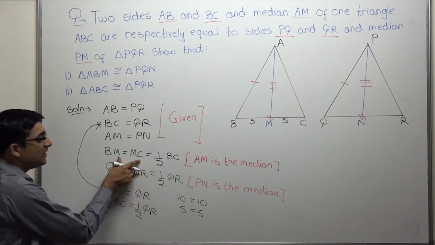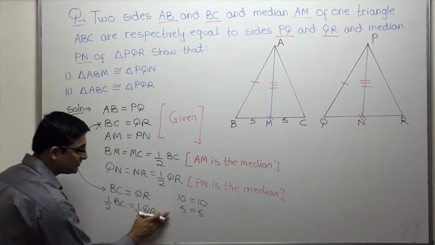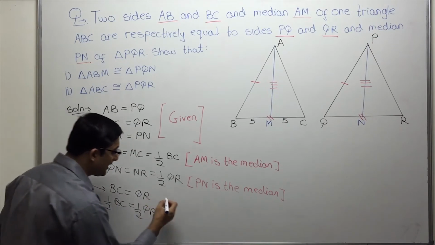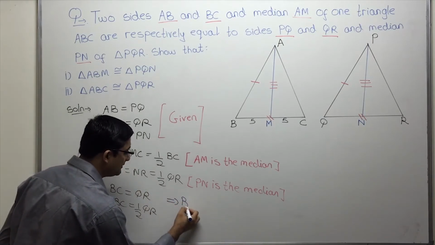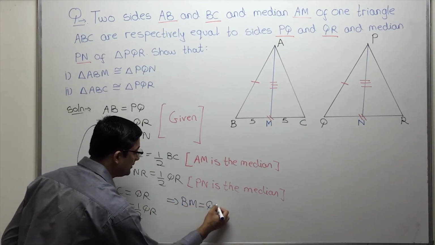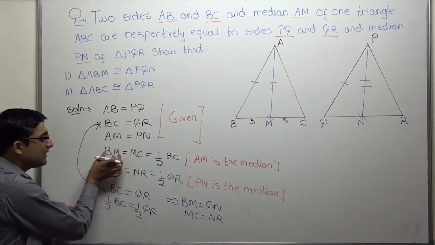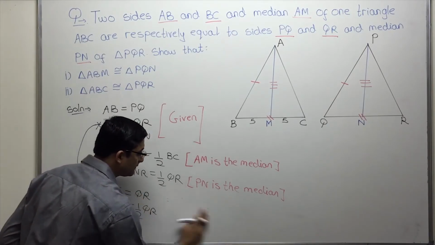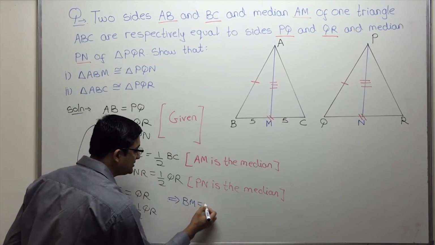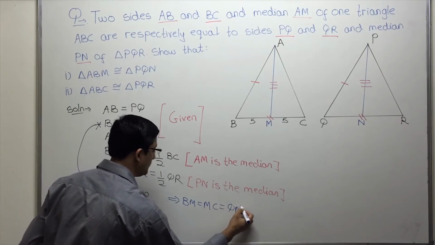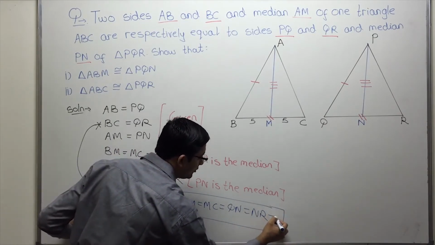Now, what is half of BC? Half of BC is this. So this is equal to this. That means these four sides are equal. So this implies half of BC is equal to half of QR. That means all these four sides are equal. So BM is equal to QN and MC is equal to NR. That is, all the four sides are equal. So BM is equal to MC, which is equal to QN, which is equal to NR. A very, very important result. So I'll box this and I'll call this 1.